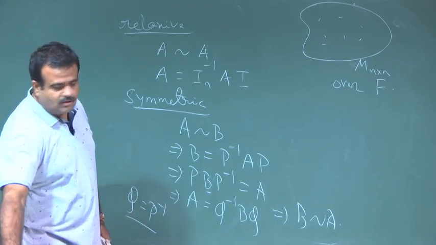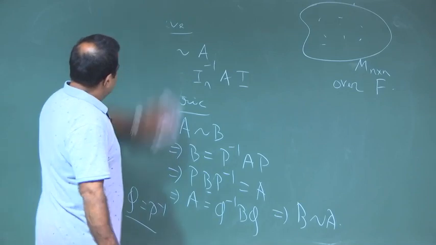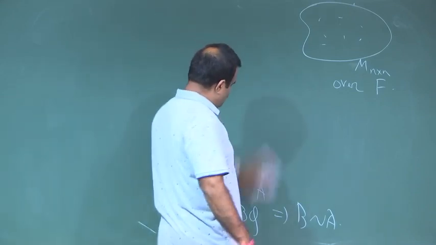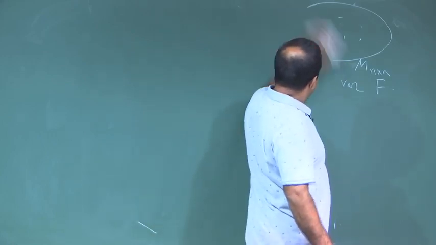Now, we will talk about their eigenvalues. Suppose two matrices are similar, then what about their eigenvalues? We have seen this result.